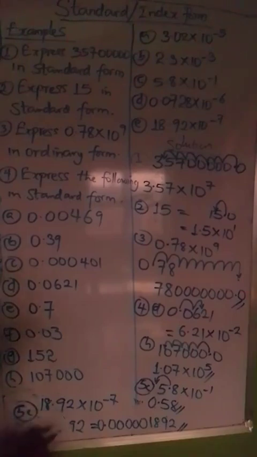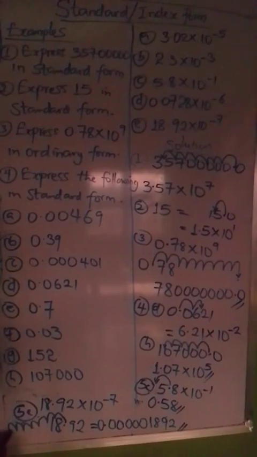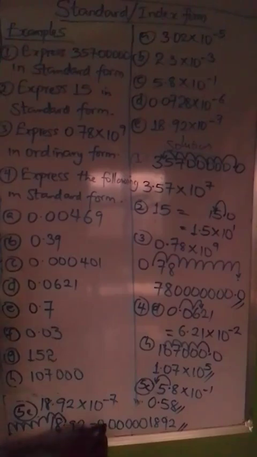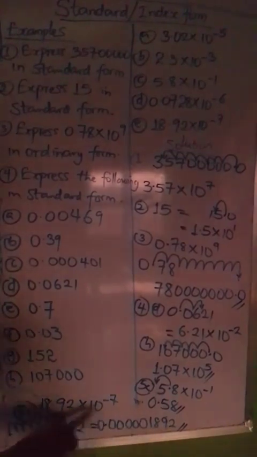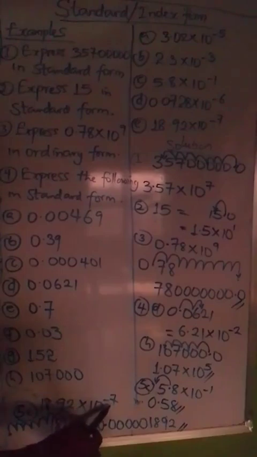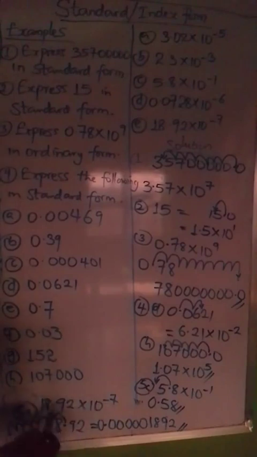Let me do that again. 18.92. So 1, 2, 3, 4, 5, 6, 7. So I move. You count the number of 0s that will be within this space, after the point. Then 1, 2, 3, 4, 5. Then I have 1, 8. Remember, I've removed the point, so I don't need to put a point there. I write all the remaining figures 9, 2. That's my answer. So every time the index number is negative, my point is moving towards the positive side, and that's why it's moving forward.